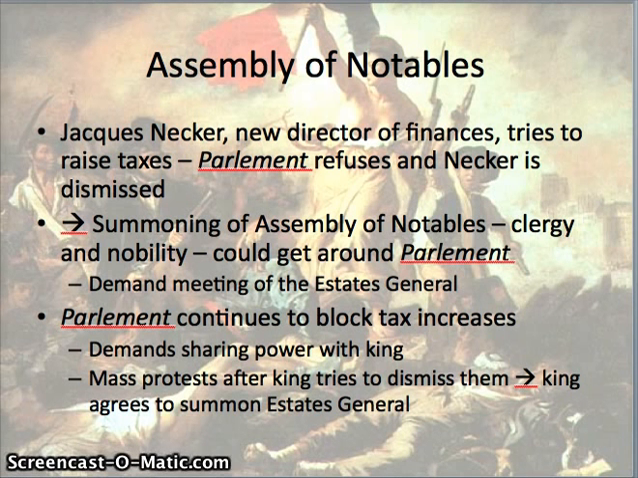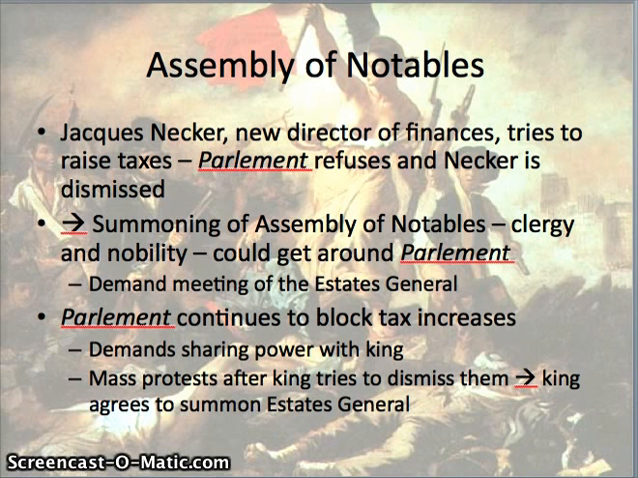Okay, the Estates General was a representative body that literally had not met since 1614. Okay, so it gives you a sense of how much the monarchs were ruling as absolute monarchs if the Estates General had been out of session for such a long time. Okay, so the Assembly of Notables is again saying, look, we're not going to approve of this tax increase unless you let the Estates General meet.